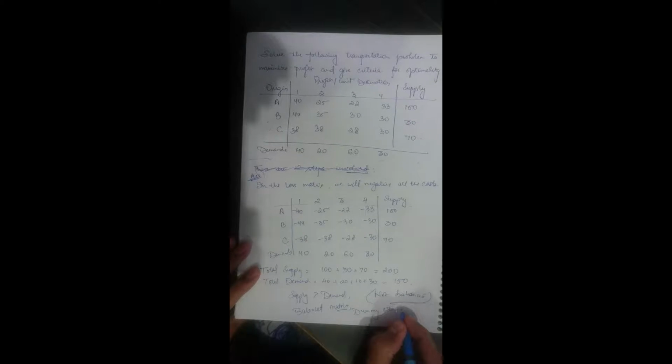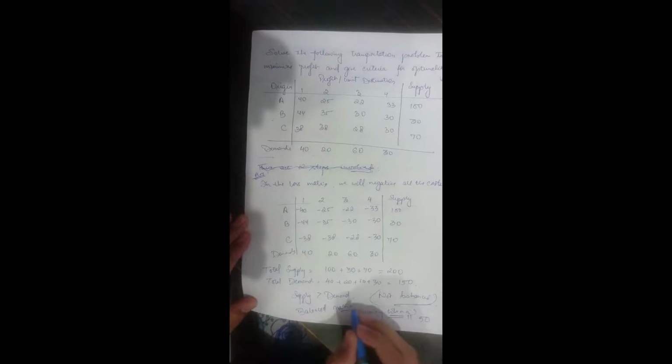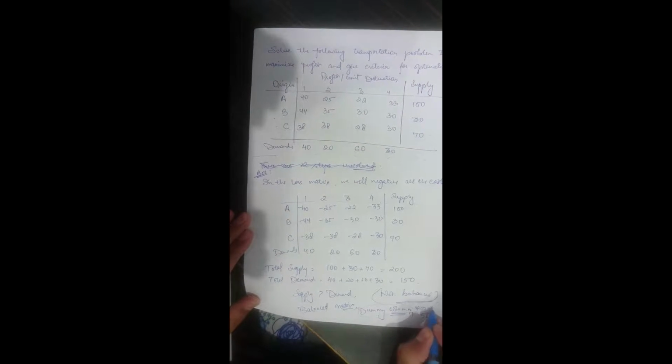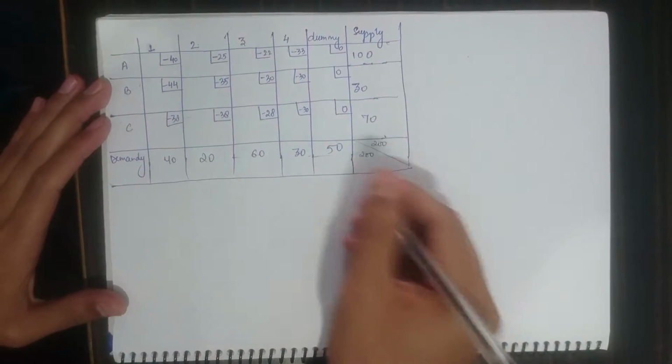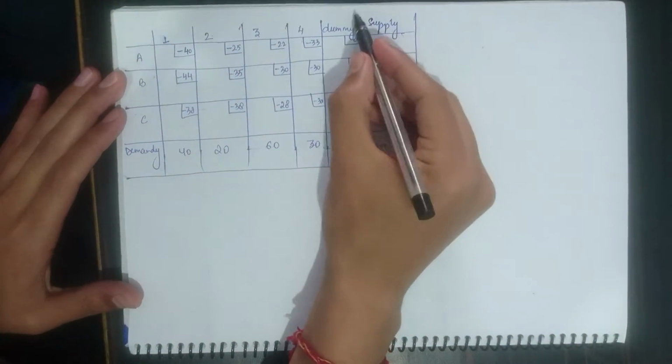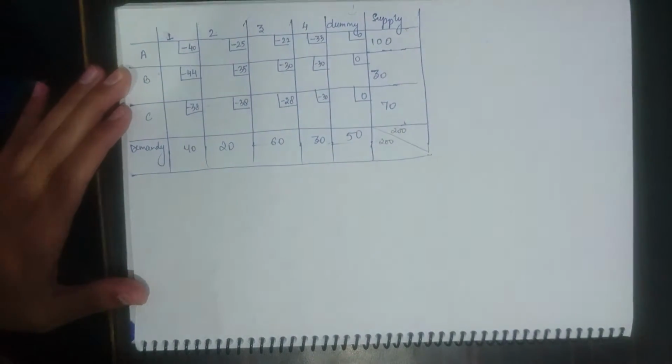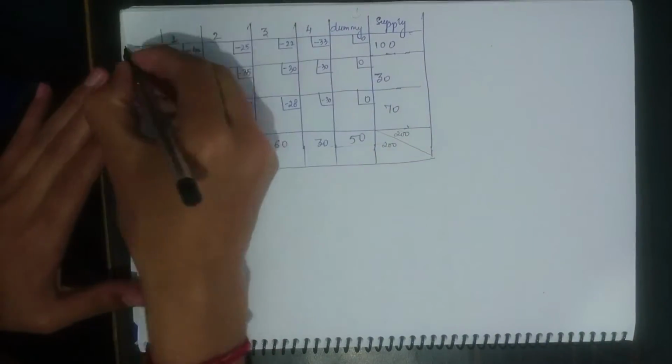What we'll do is we'll introduce a dummy column. Okay. And the demand of that dummy column will be the difference between the supply and demand, which is 50 here, 200 minus 150. Okay. And the cost of that dummy column will be 0. Okay. So now we've made this balanced matrix by introducing this dummy column. Okay. And we will use the VAM algorithm.